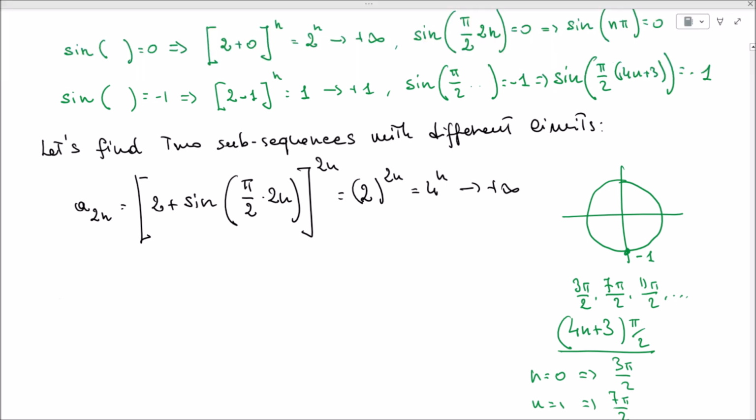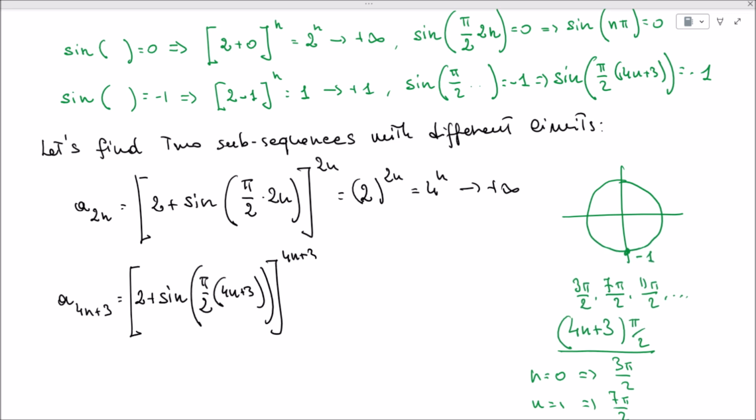So the other subsequence is a_{4n+3}, equal to 2 plus sine of pi over 2 times 4n plus 3, all raised to the 4n plus 3, which is equal to, because we know that at this point this will be equal to minus 1, what we get is 1 raised to the 4n plus 3, which is of course always equal to 1, so this will tend to plus 1, which proves that the original sequence has no limit.